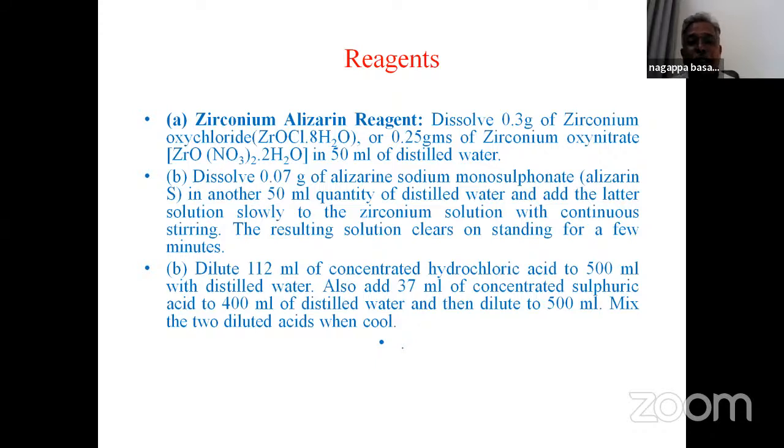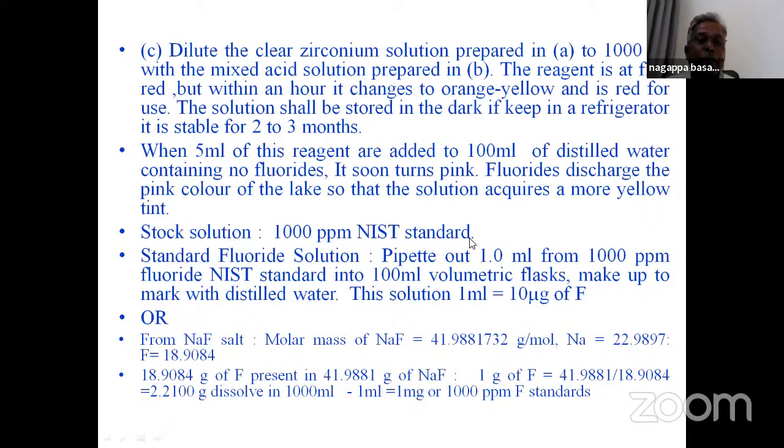For the zirconium alizarin reagent, as per the procedure, you have to weigh a known quantity of zirconium oxychloride and 0.25 gram of zirconium oxynitrate in distilled water and mix the two solutions. It is going to give a very good color. If fluoride is present, it is going to react with the SPADNS reagent. That reaction we are calling a bleaching reaction. The intensity of the dye decreases with increase of fluoride content in the water. This is the principle we are applying to determine the fluoride content.